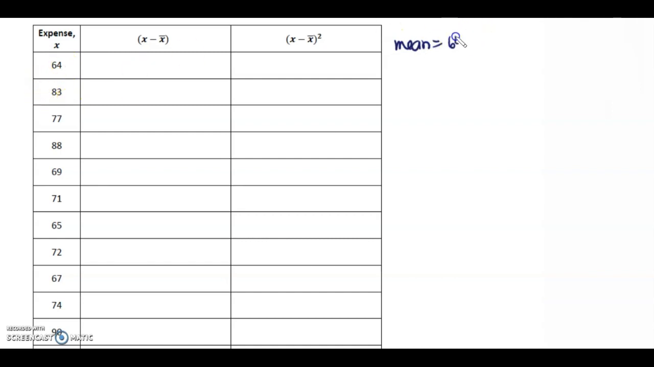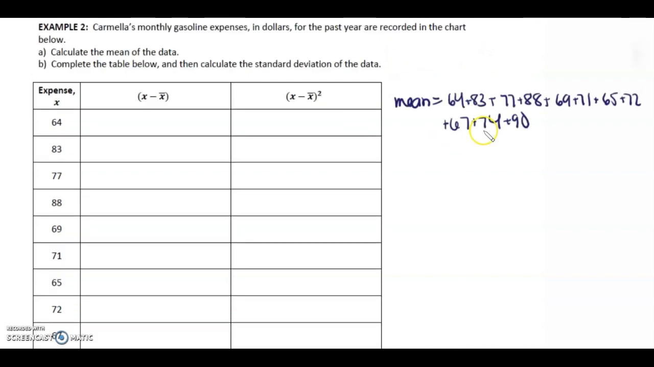64 plus 83, okay, plus 77 plus 88, plus 69 plus 71, plus 65 plus 72, plus 67 plus 74, plus 90 plus 80. Okay. 1, 2, 3, 4, 5, 6, 7, 8, 9, 10, 11, 12. Yep, that's 12 months. And when we put that into our calculators and we add them all up, I get 900.